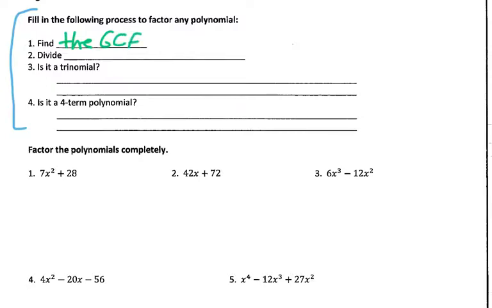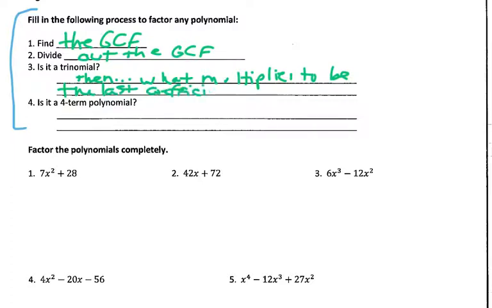In fact, number 2 says divide out the GCF. So always looking to see if there's anything alike in both terms, all 3 terms, all 4 terms, so that you can take that out first. Then, if you have a trinomial, then you're going to look for what multiplies to be the last coefficient and at the same time adds to be the middle coefficient.